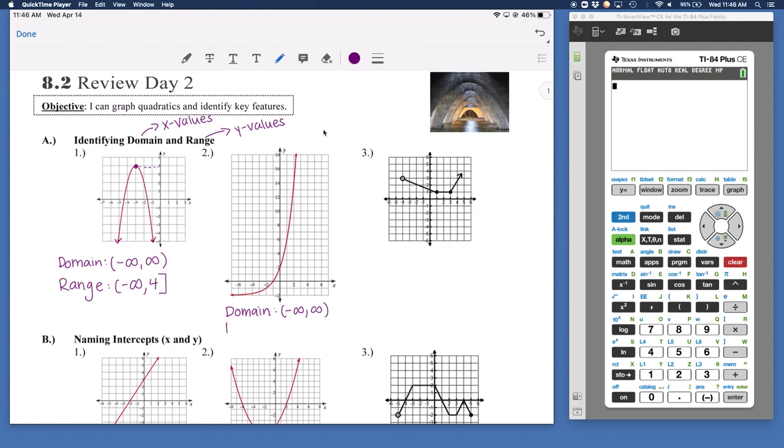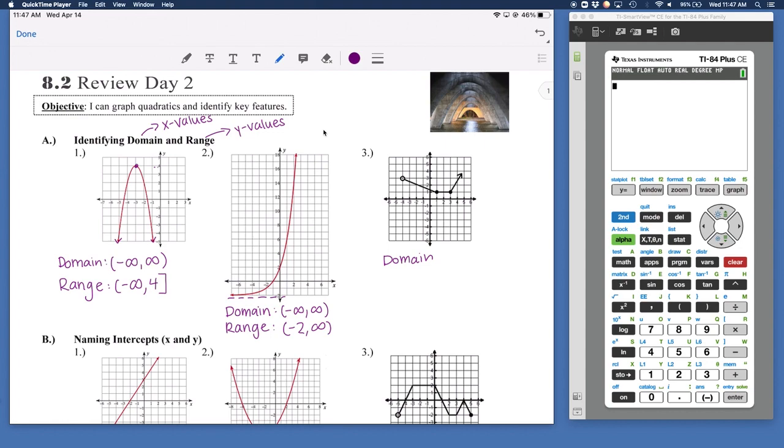Your range is then going to be how low to how high. So the lowest it goes here is it kind of levels off here at negative 2. So that's a y value of negative 2. And then it keeps going up and up and up to infinity. Your infinities always have a parenthesis, but here, since it never actually touches that negative 2, this will also get a parenthesis for range.